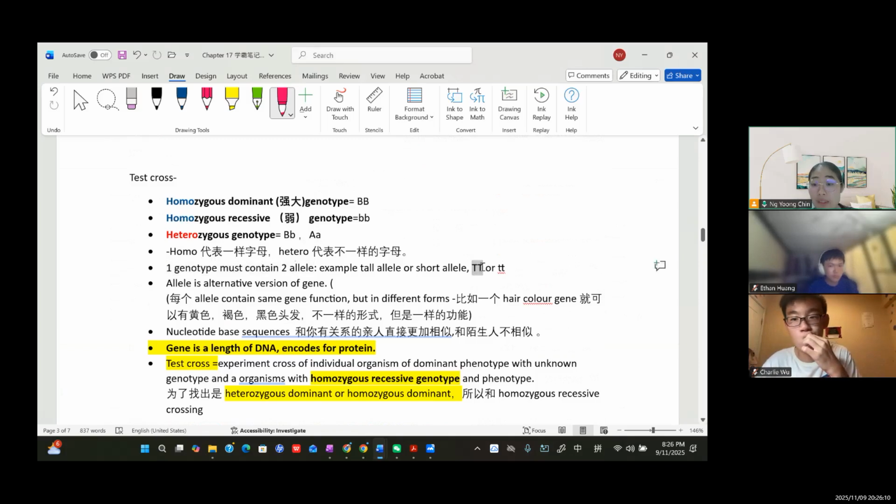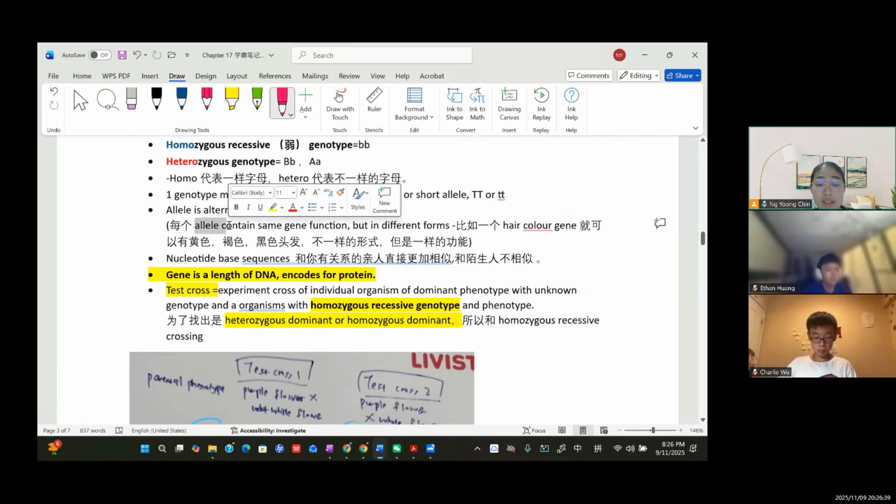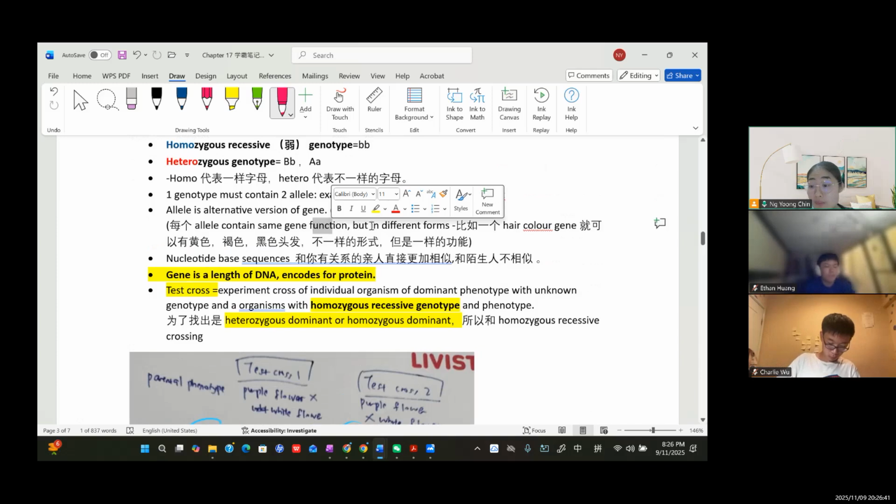Either a big T or a small t. If it is homozygous dominant, it is written as a big B, two of them are capital letters. But if it is homozygous recessive, both will be small letters. Or if it is heterozygous, you will have one big letter and one small letter. Every allele has the same gene function, but they express themselves in a different way, a different physical form.